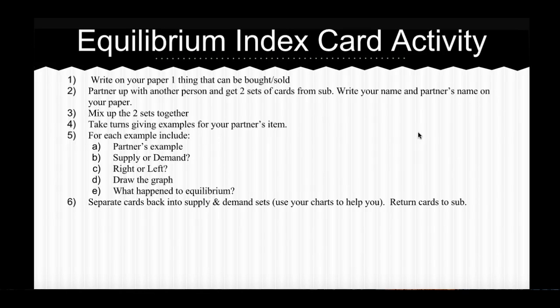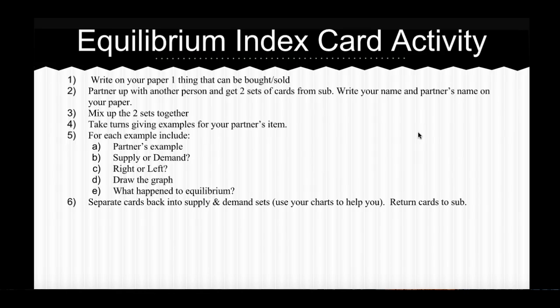Use that chart for the factors that cause a change in demand, and the chart for the factors that cause a change in supply. Return the cards, and make sure they go in the right pile. Demand goes in the demand pile, supply goes in the supply pile. If you mess this up, you're messing it up for the next class. So make sure you do it correctly.